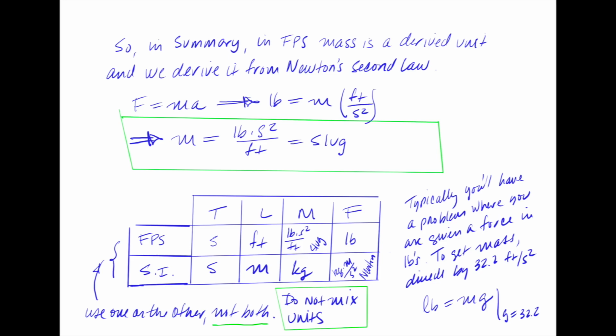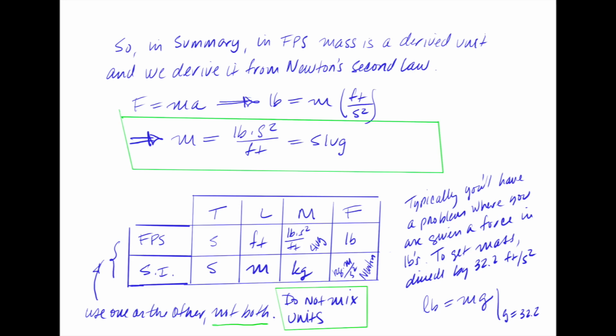In SI, we have the time unit is seconds, the length unit is meters, the mass unit is kilograms, and the force unit is a derived unit from Newton's law, kilogram meters per second squared.